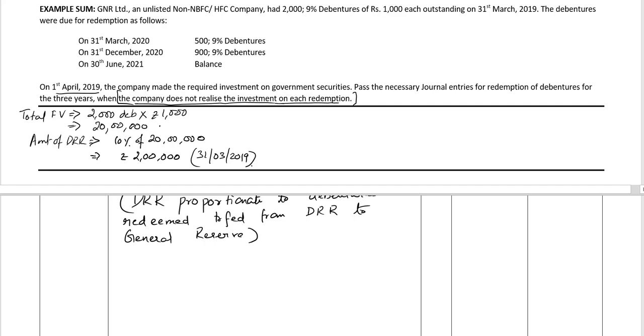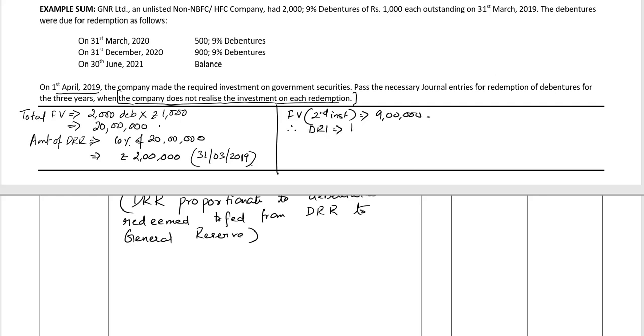Now the next installment is going to be redeemed on 31st December 2020. The face value of the second installment to be redeemed is equal to rupees 9 lakh, and we need to make DRI amount equal to 15% of rupees 9 lakh, which comes up to rupees 1,35,000.